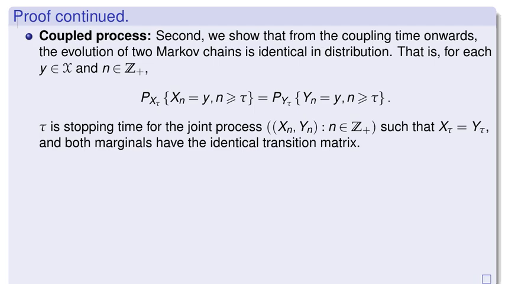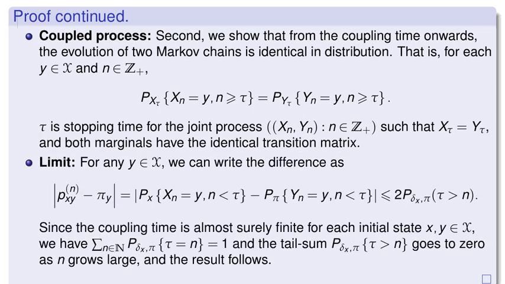This follows from the strong Markov property applied to the joint process (Xₙ, Yₙ) for n in ℤ+, where τ is a stopping time for this joint process, satisfying X_τ = Y_τ, and noting that both marginal processes X and Y have the identical transition matrix P.